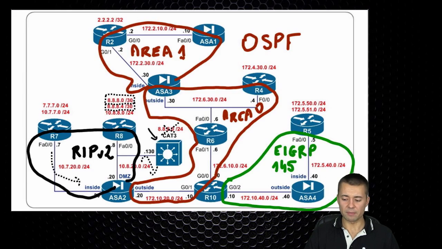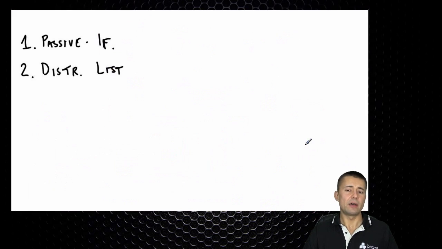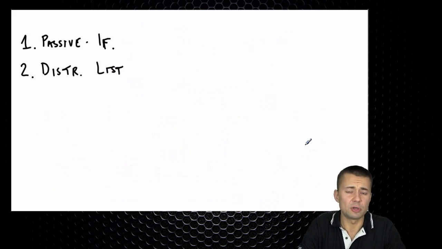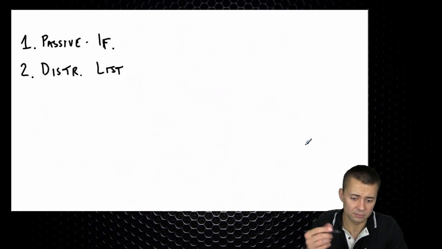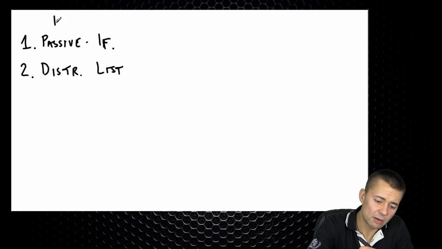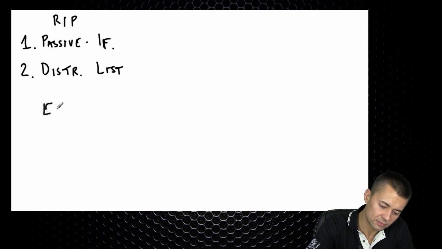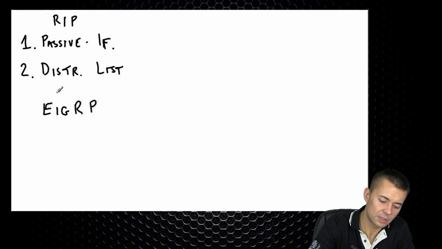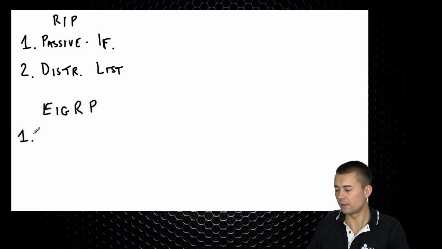So this is like our third method, which is actually going to apply to every single protocol. Redistribution is going to be a valid solution for RIP, EIGRP, and OSPF. Okay, so this was RIP, and now let's talk about EIGRP. So what can I do with EIGRP? What kind of methods can I use over here?